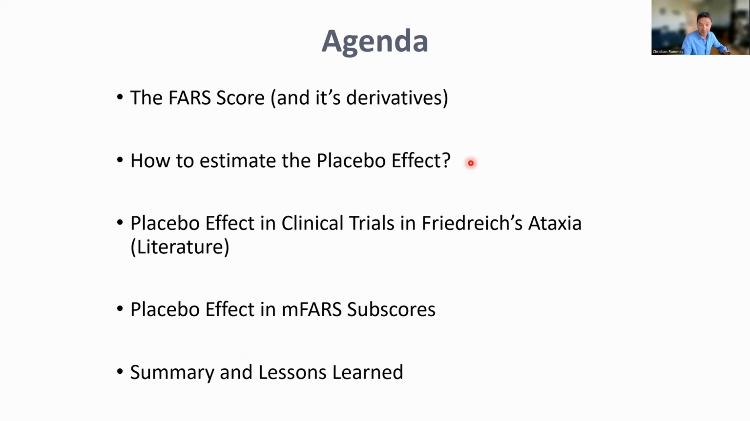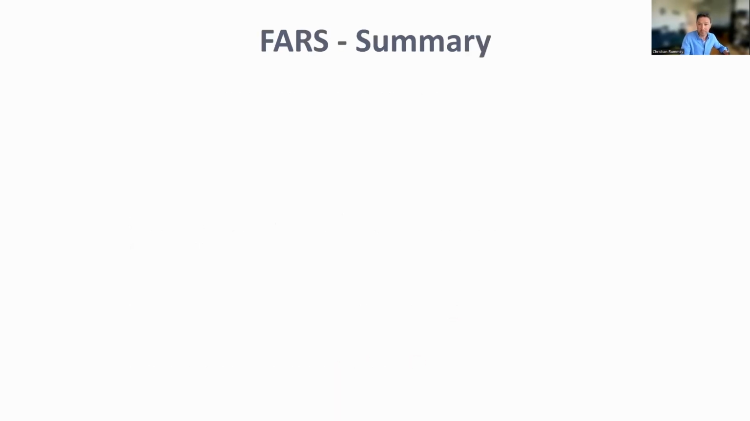Then how did I estimate the placebo effects in these studies? Then the main part, I will talk about the studies. At the end, look where I have the data at the subscores and how they reacted with regards to placebo effect, and then summarize. So on the mFARS score, just so we're on the same page.